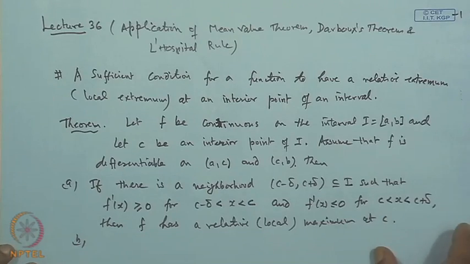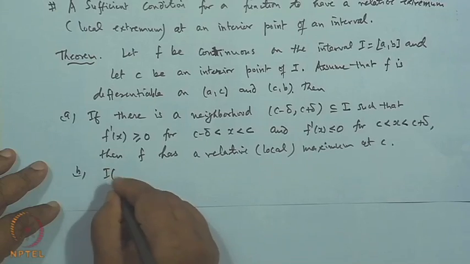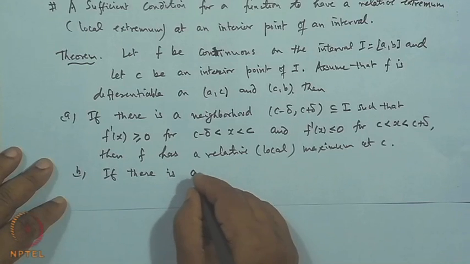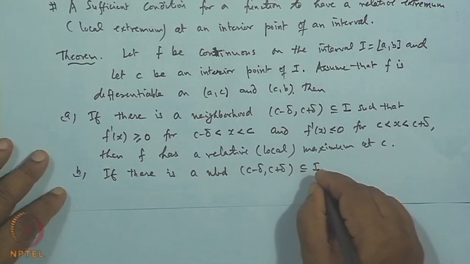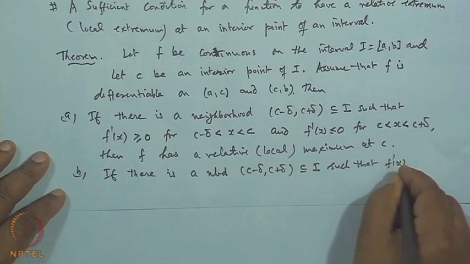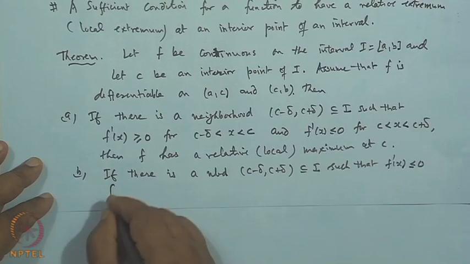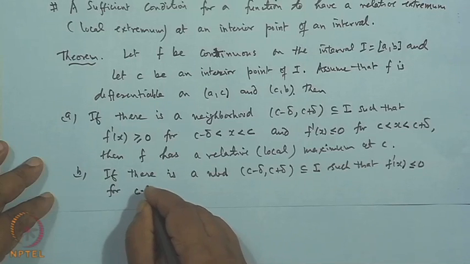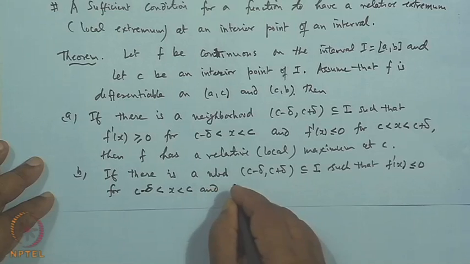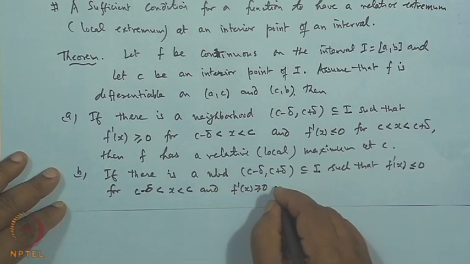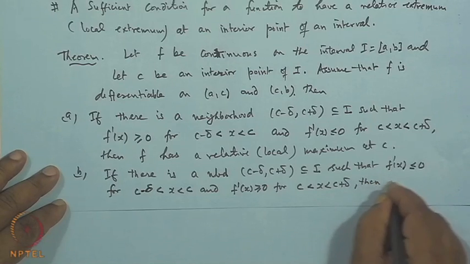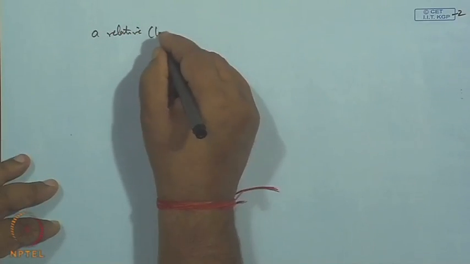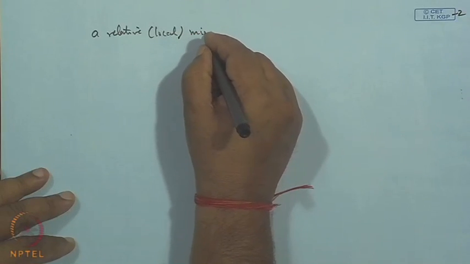The second part is also parallel. It says if there is a neighborhood C minus delta, C plus delta in I such that the derivative of the function f is non-positive on the left hand side, C minus delta less than x less than C, and non-negative on the right hand side of C, that is C less than x less than C plus delta, then f has a relative, or local, minimum at C.